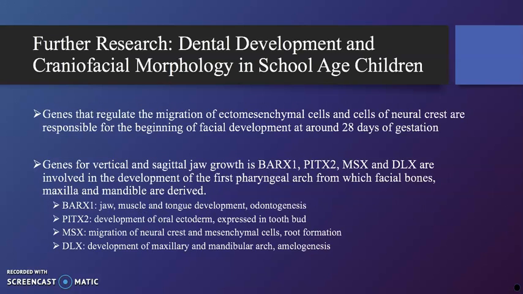So another study is a little bit different than the one that I researched the most, but it examined the genes that regulate the migration of the ectomesenchymal cells and cells of the neural crest that are responsible for the beginning of facial development at around 28 days of gestation. So these genes for vertical and sagittal jaw growth are listed below, and they're involved in the development of the first pharyngeal arch from which facial bones, maxilla, and mandible are derived. And each of these genes has specific developmental responsibilities, like developing the jaw, muscle, and tongue, development of the oral ectoderm, migration of the neural crest, and development of the maxilla and mandible.